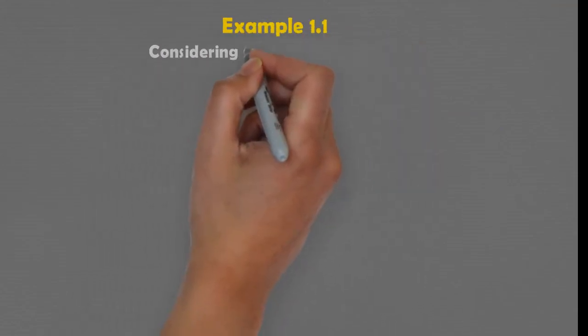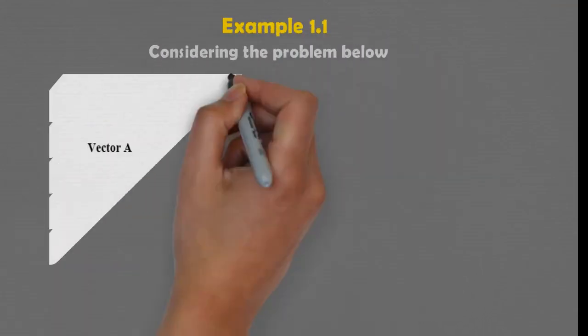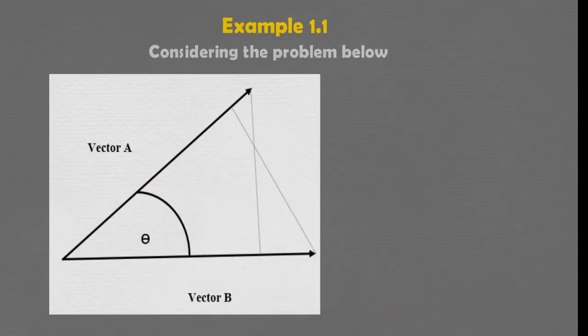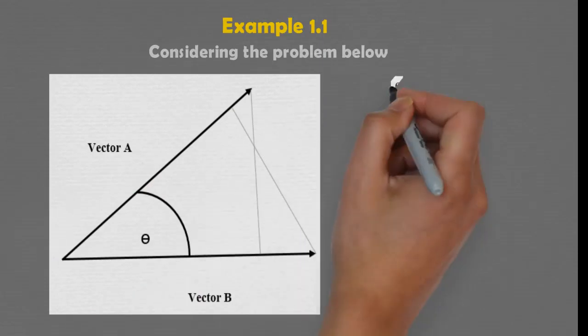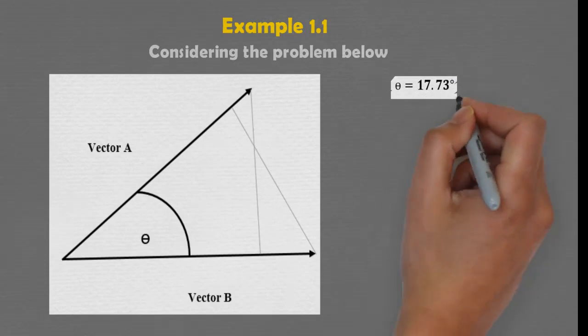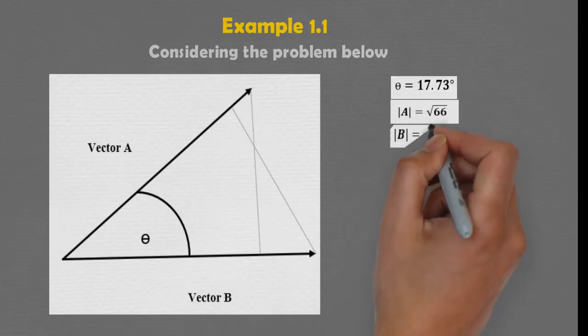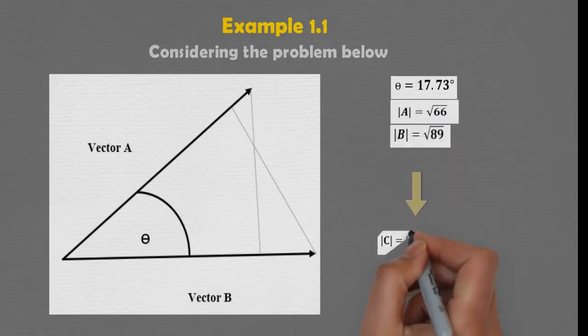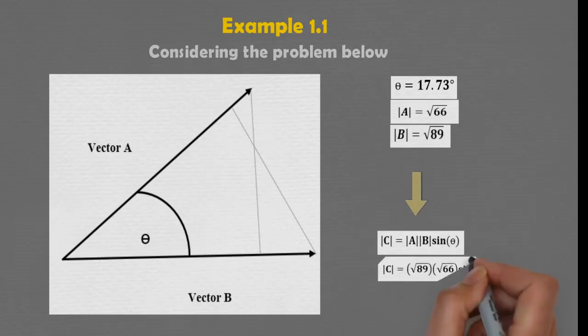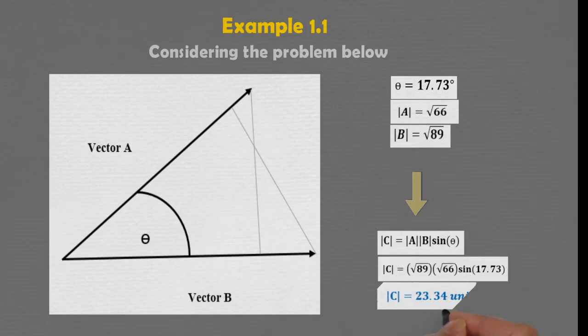Considering the problem below, two vectors A and B with theta as an angle between them. The value of theta here is 17.73. Magnitude of vector A is square root 66. Magnitude of vector B is square root 89. Plugging the values in the formula, magnitude of cross product vector comes out to be 23.34. So that's how the first method can be used to determine the magnitude of cross product vector.